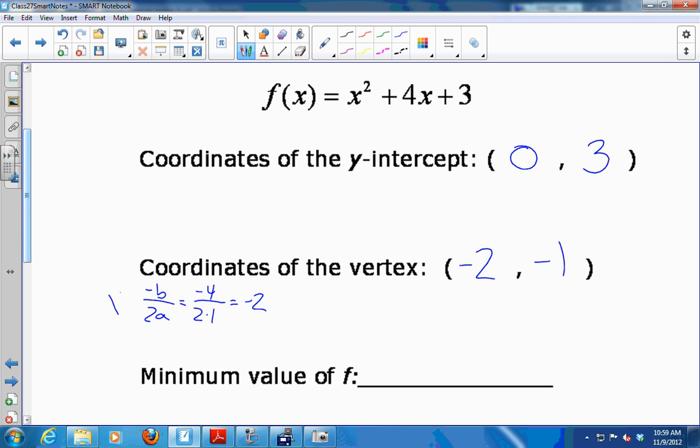So my x-coordinate is negative 2. My y-coordinate is just f of negative 2, which is negative 1.